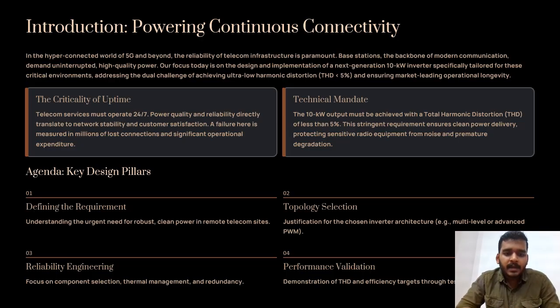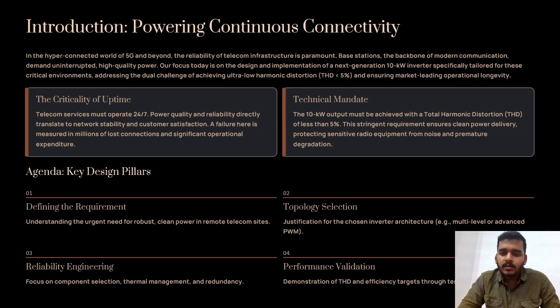The critical uptime configuration means these services must operate 24 by 7. Power quality and reliability directly translate to network stability and customer satisfaction. A failure is measured in millions of lost connections and significant operational expenditure. On the technical side, the 10 kVA output must be achieved with a total harmonic distortion of less than 5%. We can reduce the total harmonic distortion below 5% by using space vector modulation or sinusoidal AC wave modulation.